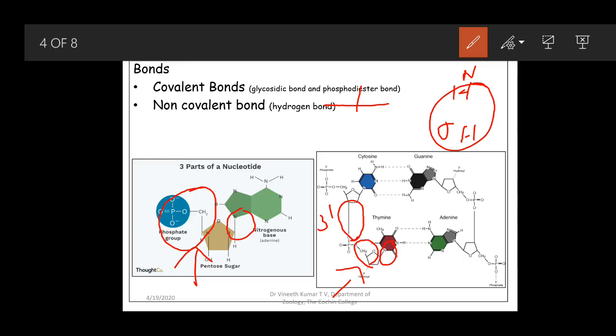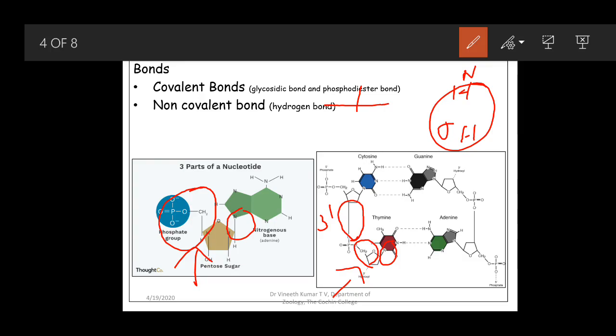Coming to the non-covalent bonds, they are hydrogen bonds. Hydrogen bonds are seen between the nitrogen bases. Here the nitrogen bases, usually purines, pair with pyrimidines. As you see in the diagram, when guanine and cytosine pair up, there are 3 positions whereby hydrogen bonds can be formed. So here you can clearly define a hydrogen bond.